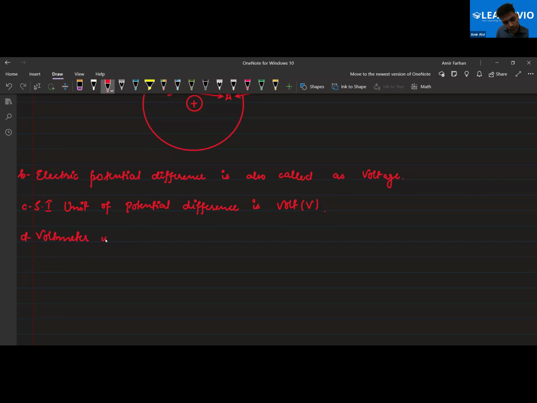Sir, the SI unit of electric potential and potential difference is the same? Yes. How is it the same? 2 volt minus 1 volt, what will you get? The unit is not going to change. Oh, okay, I get it. That's what I was saying, that if you add two same quantities or subtract two same quantities, the unit will not get affected. Okay? Voltmeter.